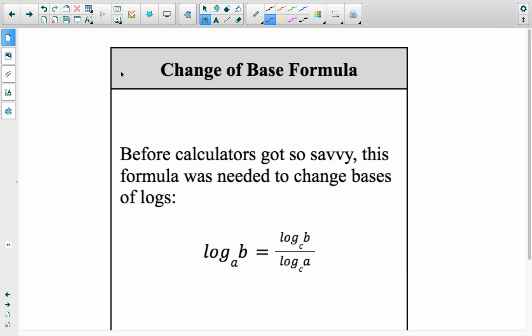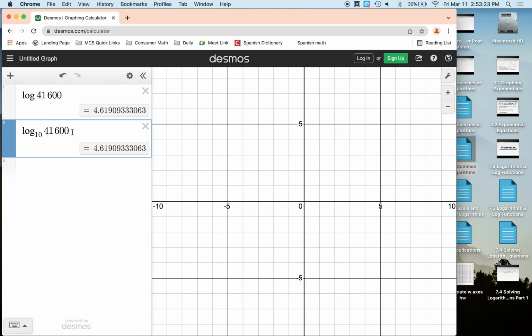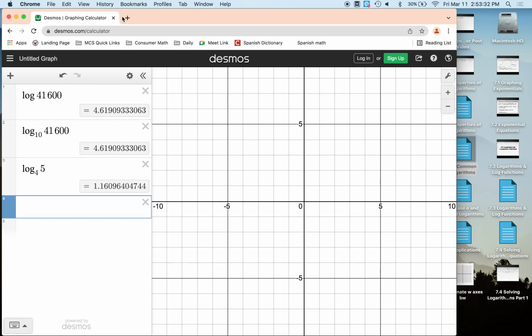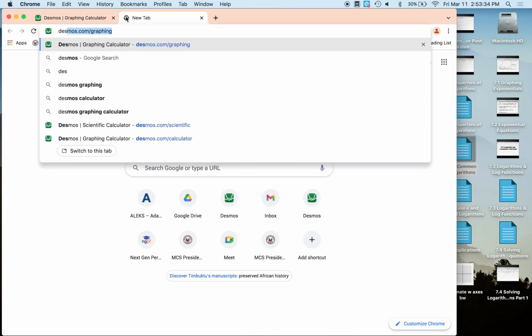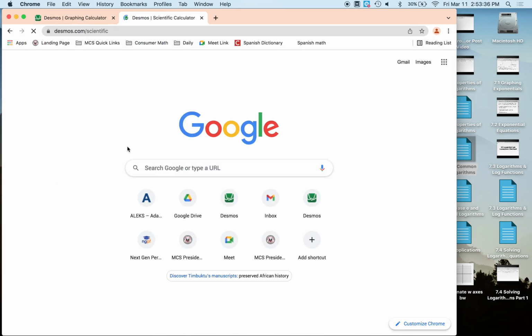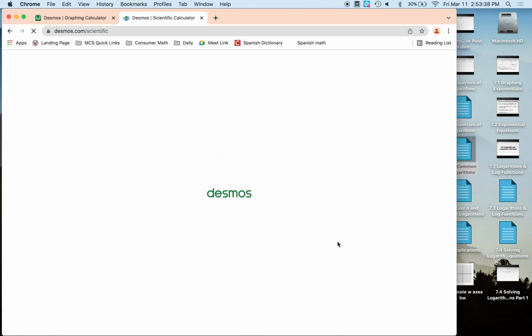So the next part of the section involves the change of base formula. Before calculators got so savvy, right now we can go to Desmos and tell Desmos we want to plug in log base 4 of 5, with that little subscript of the 4 down there, and Desmos can handle it. Desmos Graphing can. Desmos Scientific, though, remember, it can't handle it.